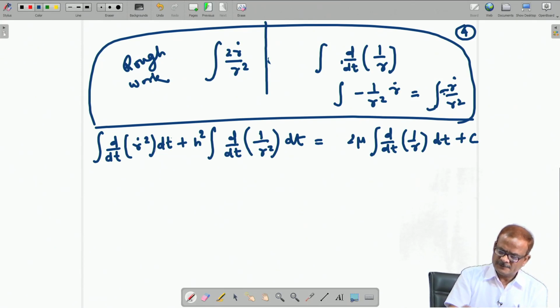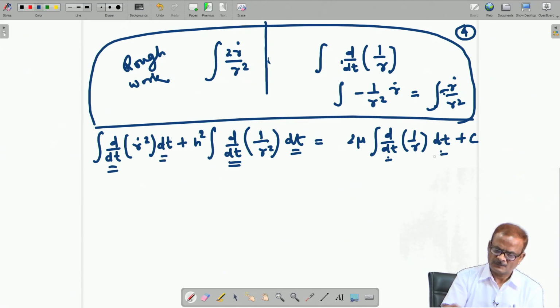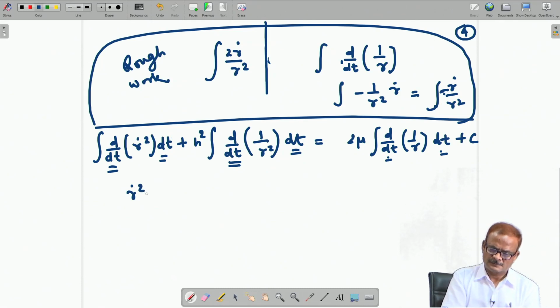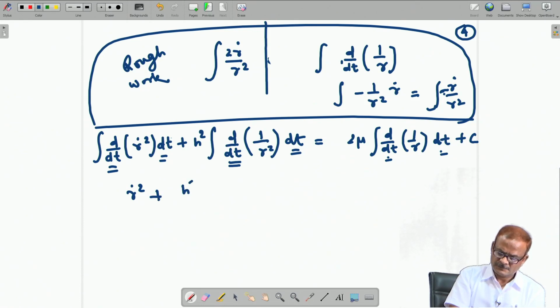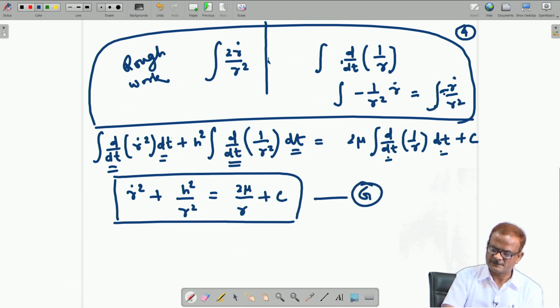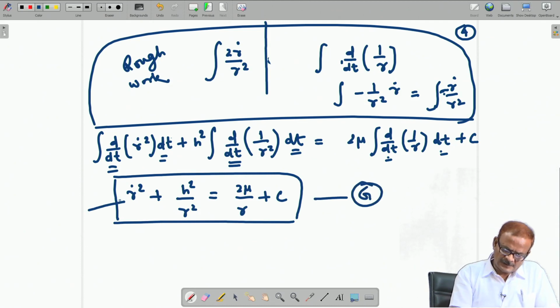So, this dt can be removed from this place. Okay, and in a simple way we can write this as r dot square plus h square by r square equal to 2 mu divided by r plus c. So, this is the integration. This is f and this is equation number g. Now, this r dot is appearing as the radial velocity.